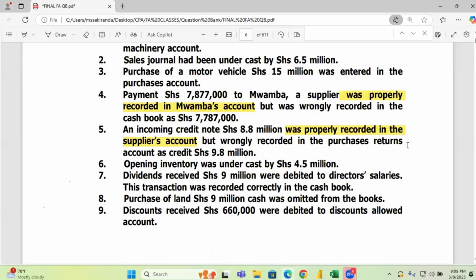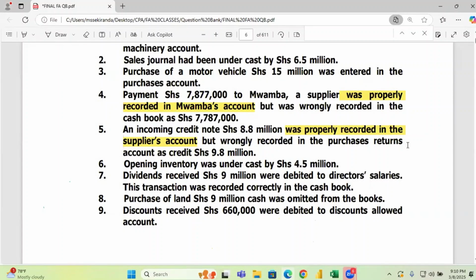But it was wrongly recorded in the purchases returns account as 9.8. I think you see the error. The error is the wrong figure that was posted in the purchases returns account. So an incoming credit note: a credit note is a document that comes from a supplier to a customer as evidence that the supplier has accepted the returns that you made, the purchase returns you made to them.